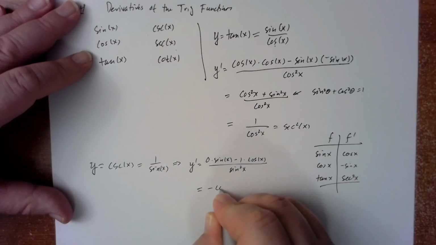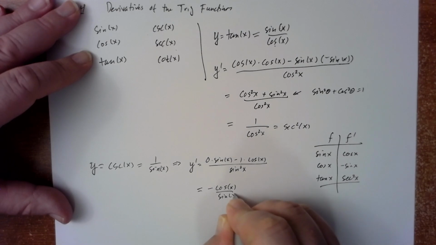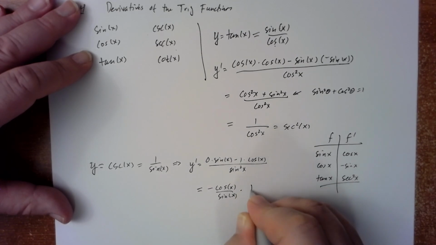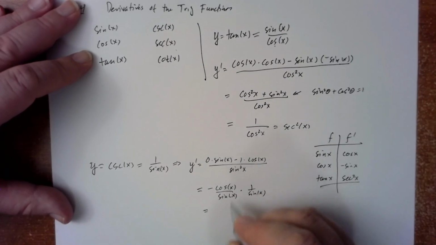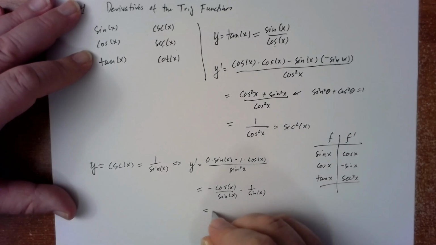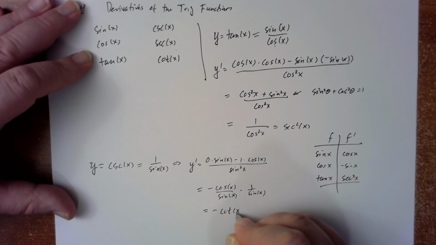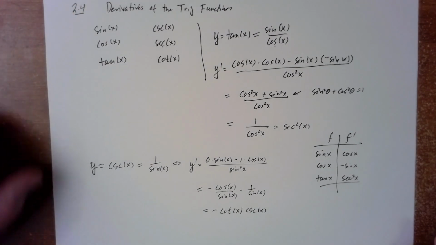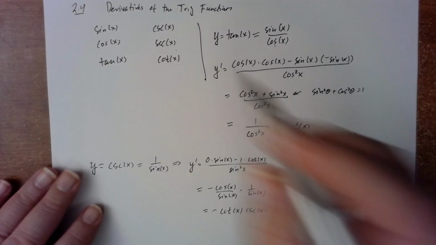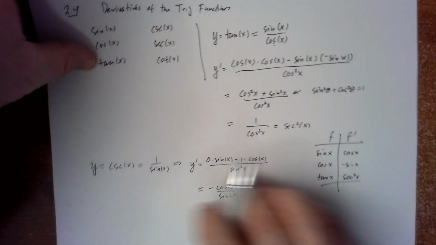Good. And so this becomes minus cosine over sine squared. We can rewrite that as minus cosine over the sine times 1 over the sine. There's a reason why we would want to do that. So this is actually minus cotangent of x times cosecant of x. Good.